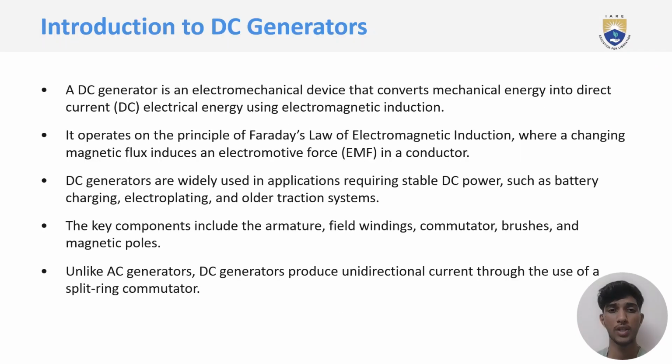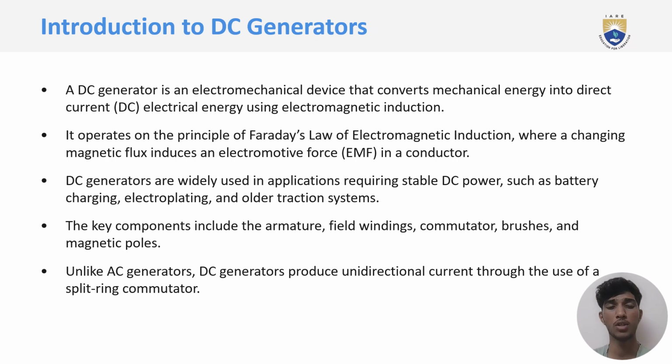Introduction to DC generators. A DC generator is an electromechanical device that converts mechanical energy into direct current electrical energy. It works based on Faraday's law of electromagnetic induction, which states that when a conductor moves through a magnetic field, an electromagnetic force or EMF is induced in the conductor. DC generators were widely used in earlier electrical systems for battery charging, electroplating, and traction systems.